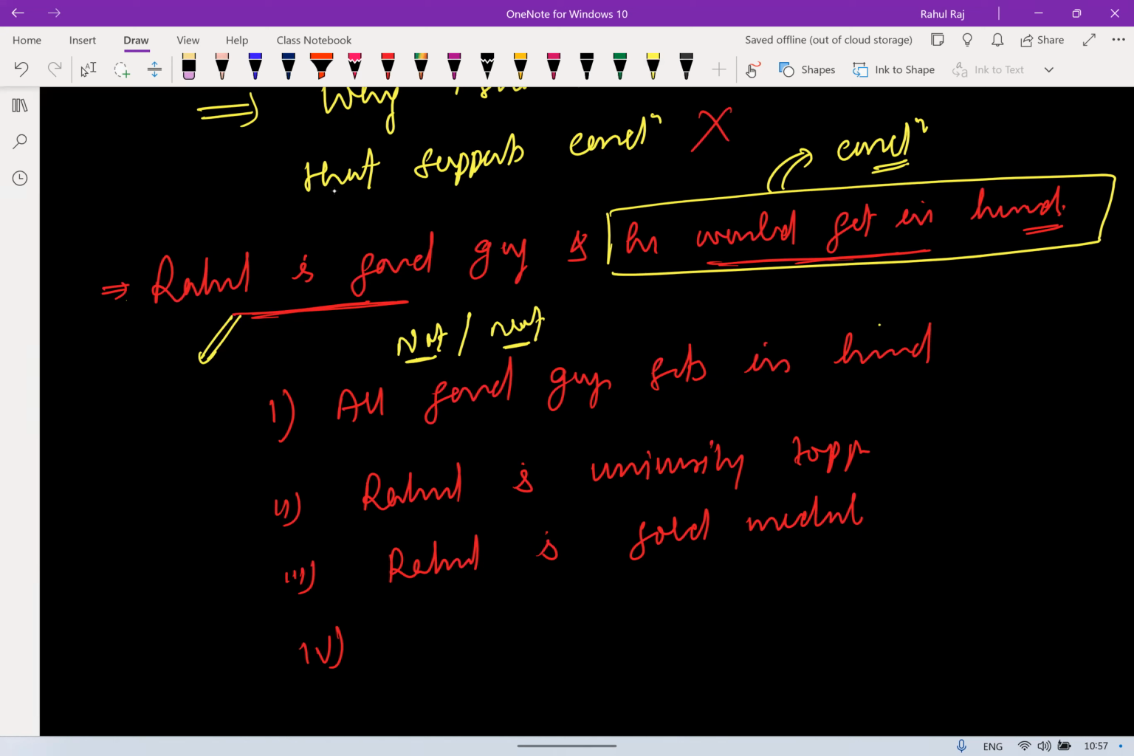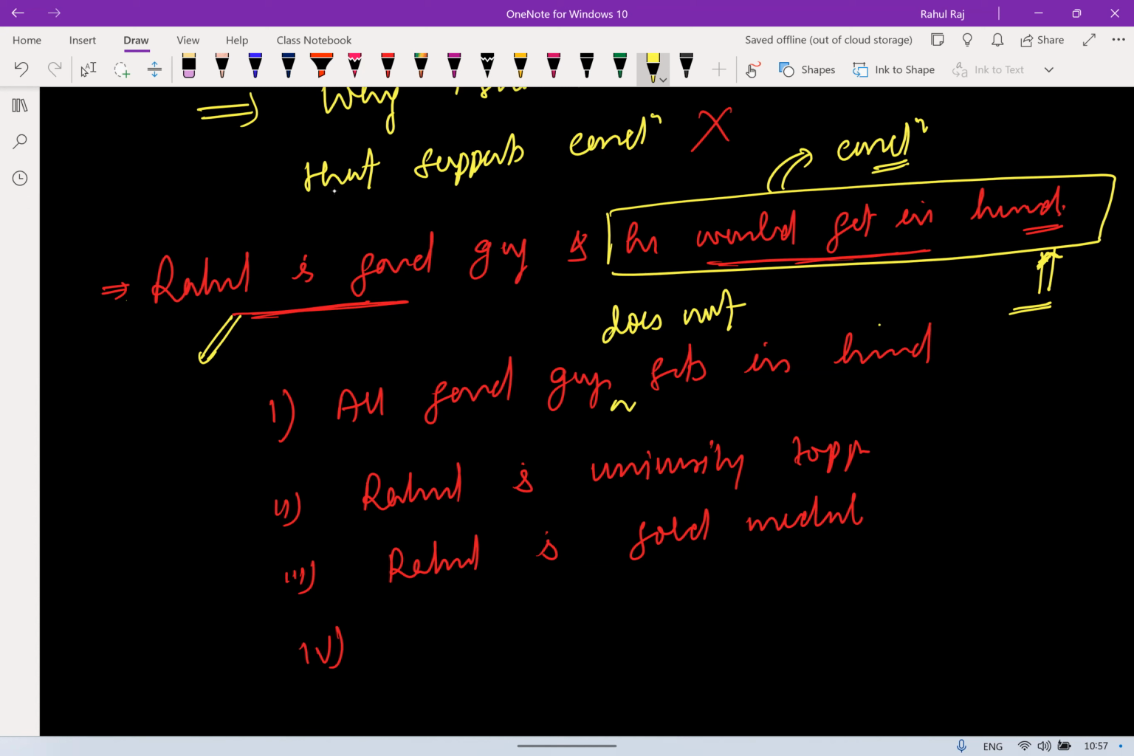Negation simply means insert a not or remove a not from a statement where the entire meaning of the sentence reverses. So when I say all good guys do not get into Harvard, now I'm negating this. When I negate this, am I trying to challenge my conclusion? Yes or no? Yes. The conclusion is what? He would get into Harvard. Now, when I negate this, that all good guys do not get into Harvard, obviously there is a thought process that comes up: how would he get into Harvard, right? So our job is 100% done over here.